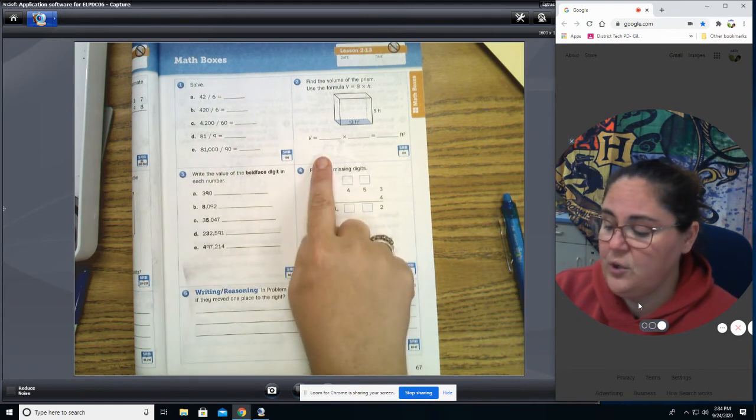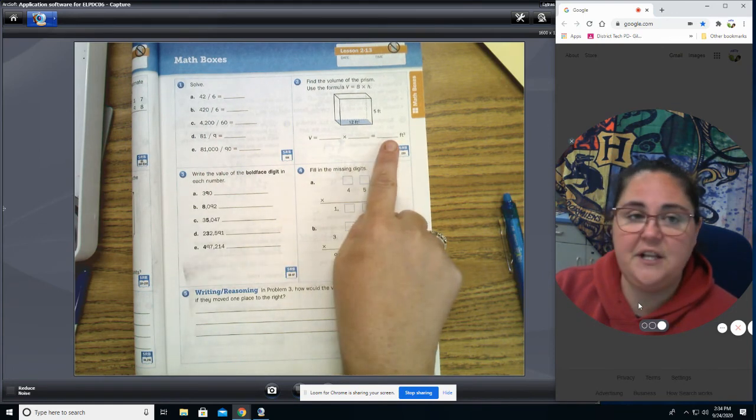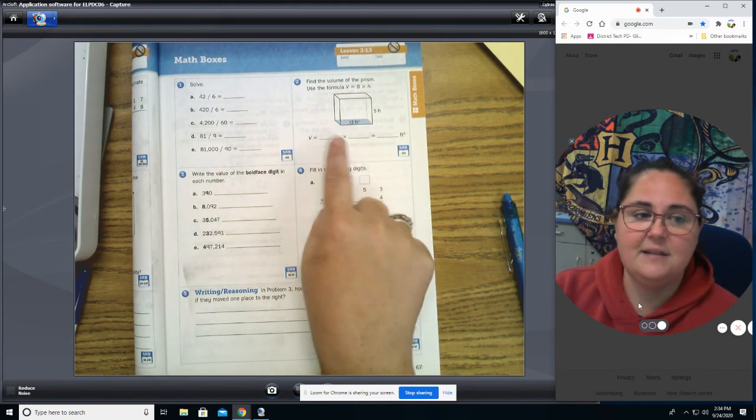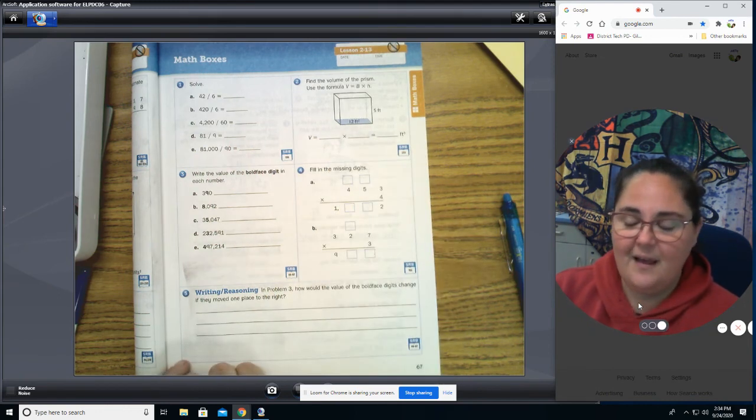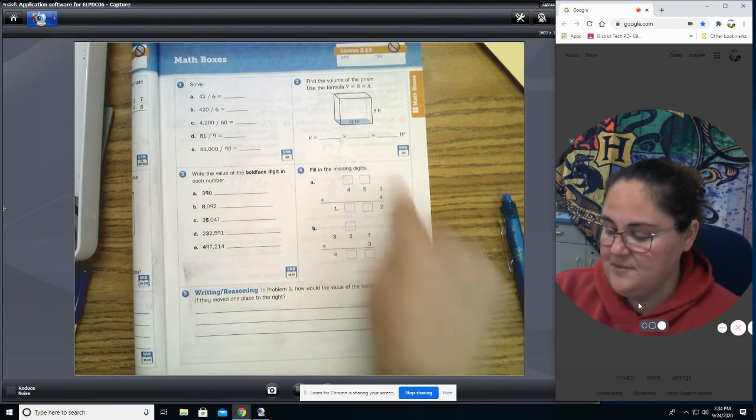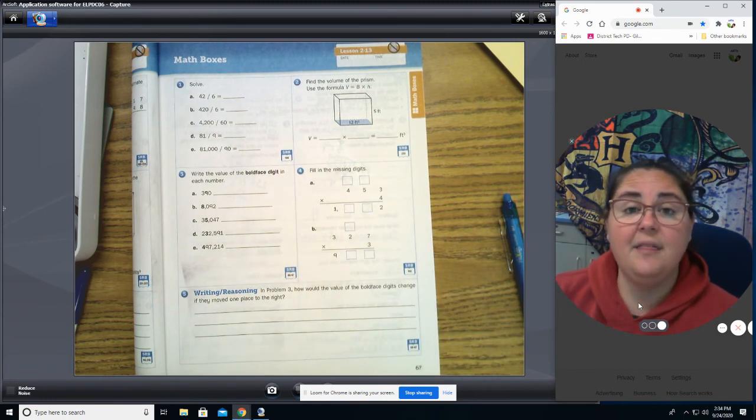For number 2, you are writing a number for each of the blanks. So blank times blank equals blank. For these problems right here, you're actually going to do the math, and I'm going to have you put your product, your answer, into the answer question. I don't care about what the boxes are. I want you to find the answer, the product.